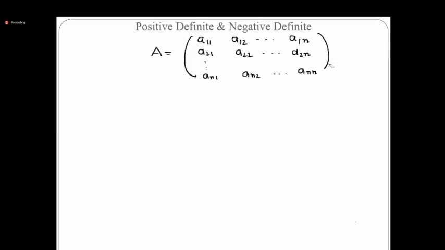Now, if you are going to generalize the thing for n elements, an n cross n matrix, let us consider a matrix A. This is an n cross n matrix. I am considering A11, A12 like that up to Ann.